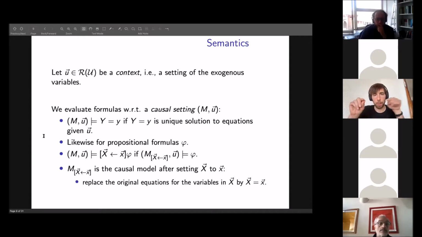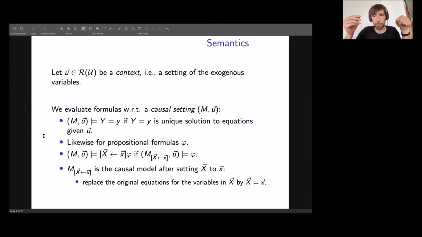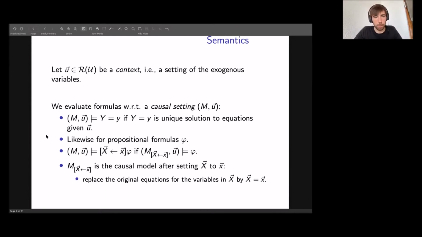Now, if we have a context together with a causal model, that's what we call a causal setting. It has all the ingredients for one particular story, because it tells you what the background conditions were. It also tells you how all the other variables are determined. So that's the formal counterpart of a specific story regarding a person getting cancer and smoking, etc. Now, in a causal setting, a certain atomic formula is true simply if that value is the value that comes out in the unique solution to the equations. And obviously the same extends to propositional formulas in a standard way.